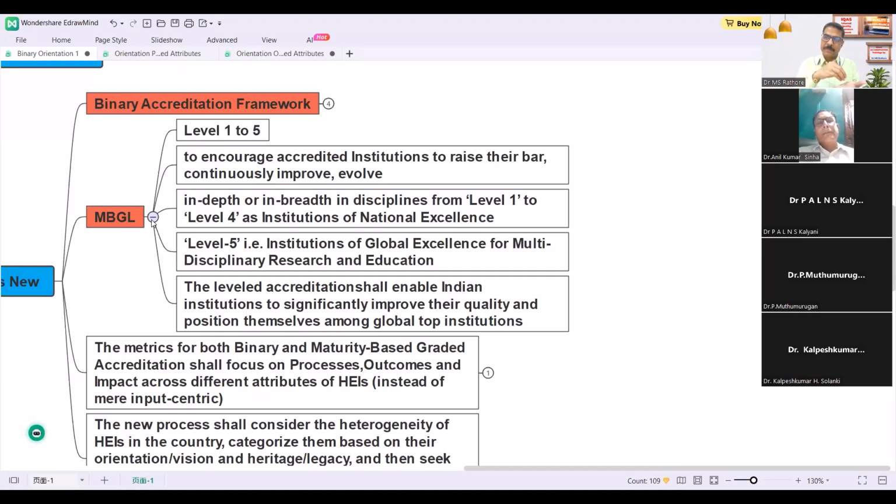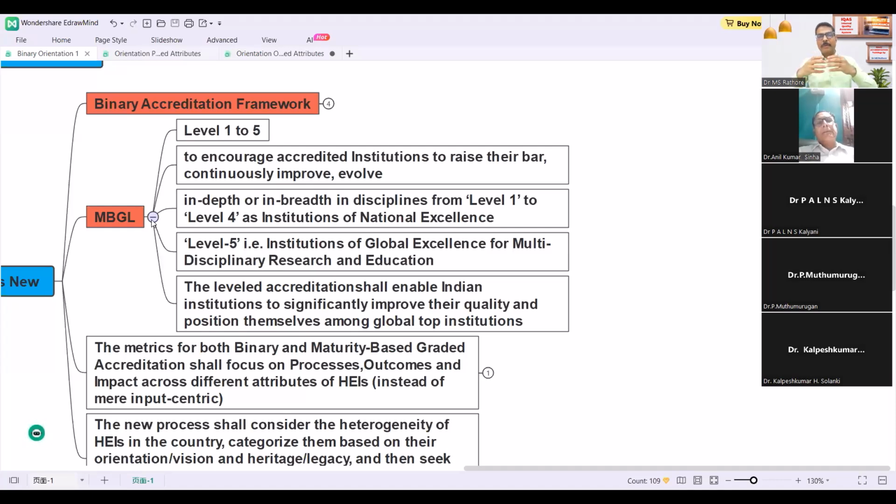One type is the input based metrics. One type is the process based metrics. One type is the outcome based metrics. And in the graded level, I estimate, based on my experience and information, that the impact would be assessed. Just like in NBA, the National Board of Accreditation, those from the technical institutions can understand that in NBA the graduate attributes are being measured, and after the employment of the candidate, the 3 years data is also being measured.